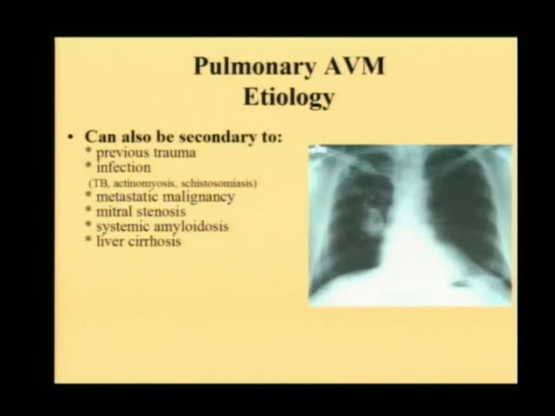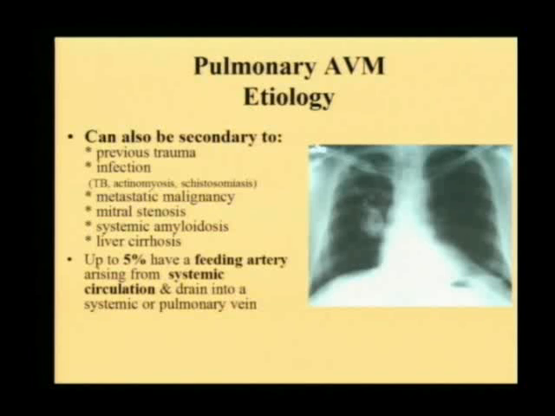So the moral of the story is that in our setting, pulmonary tuberculosis is a secondary cause of development of pulmonary arteriovenous malformations. In specific geographic locations, schistosomiasis is also known to produce pulmonary arteriovenous malformations. In addition, metastatic malignancies, mitral stenosis, liver cirrhosis, etc. can also produce pulmonary arteriovenous malformations in a small select group of patients.